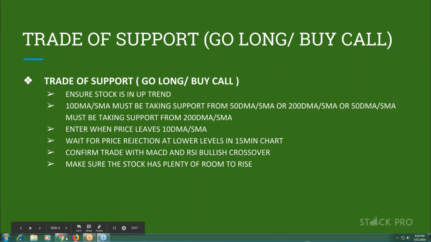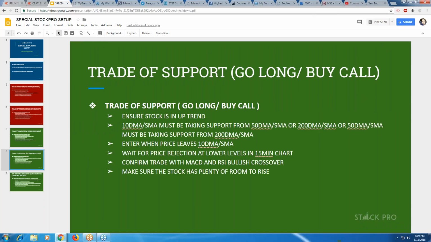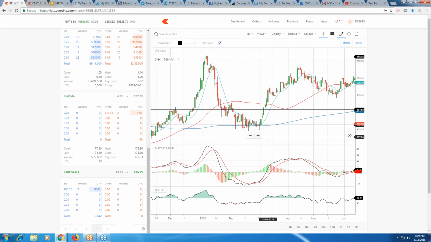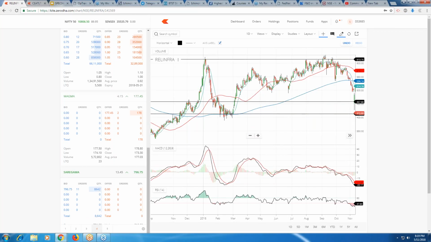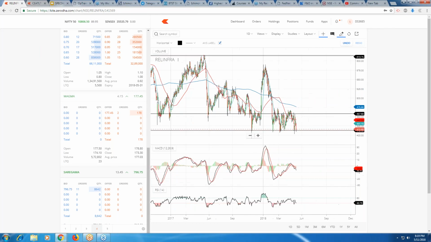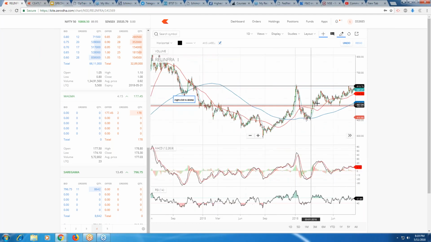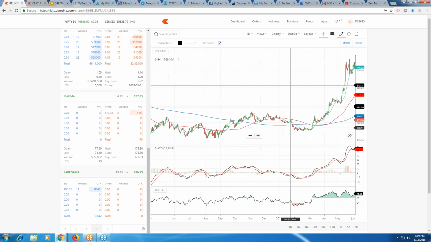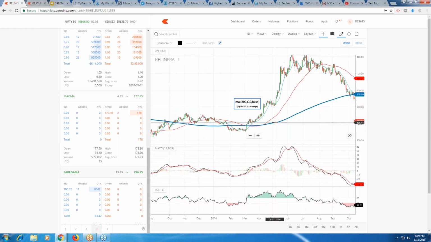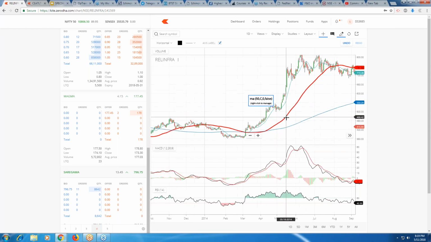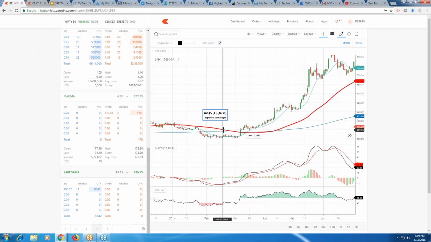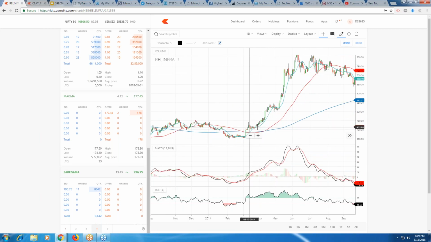So let's go to the market and see what it really means. I'm going to once again explain what it really means. Remember, the time frame has to be 1 day, nowhere less than that. Never less than 1 day. So here is a trade of support. See here, what is taking support? Can you tell me what is taking a support? It is the 50 moving average which is taking a support on the 200 moving average. So the moment the price goes above the 10 moving average, you can go long.